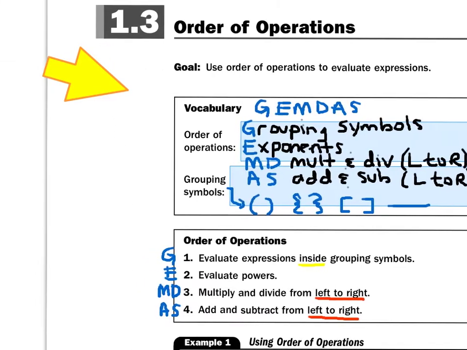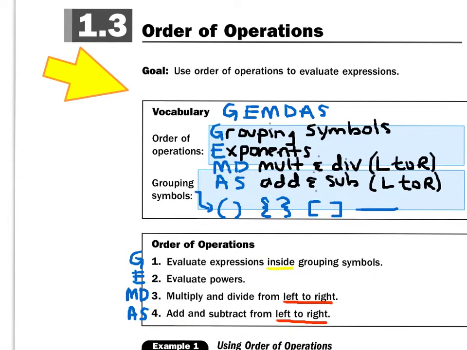Hi, let's talk about order of operations today. Let me grab this. Okay, order of operations.